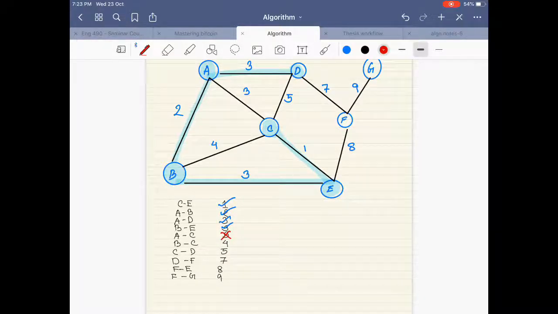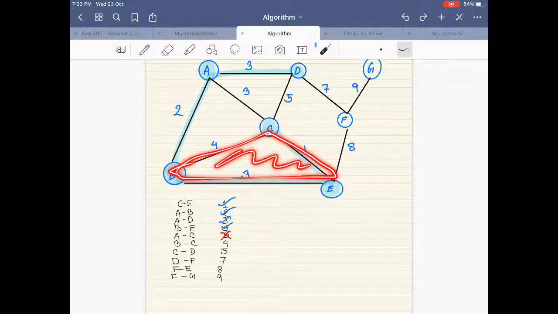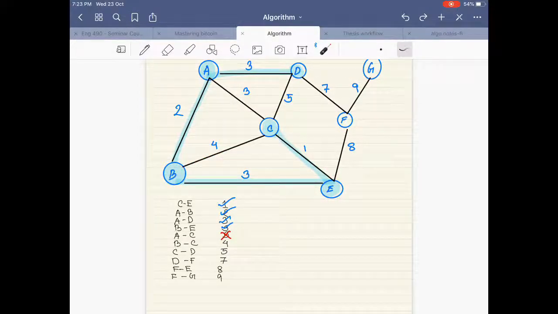So next up is BC. If we consider B and C, this edge is going to create another cycle, right? So we are not going to have any cycles in Kruskal, so this is not going to be considered. So CD also creates a cycle again, right? So this would be like this. We cannot have any cycles, so we're not going to consider this one.